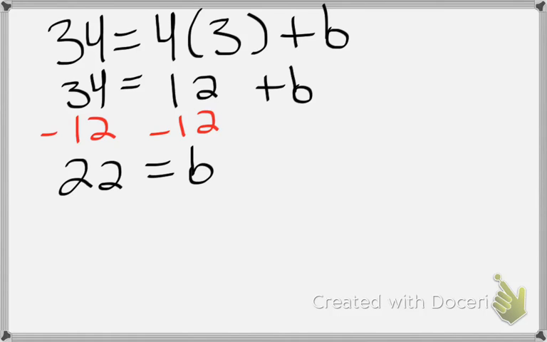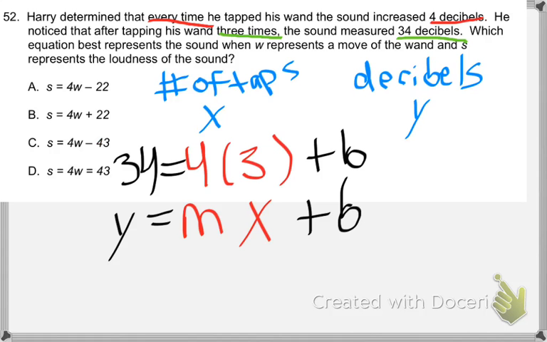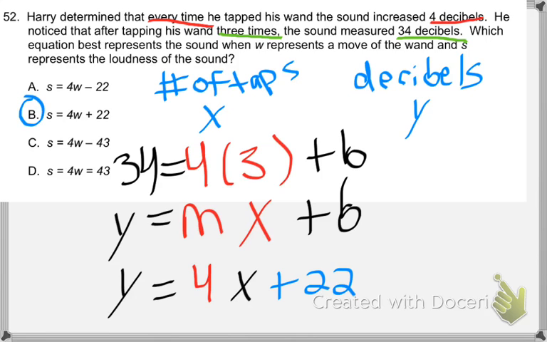So we find out that b equals 22. So let's come back to our regular equation. Our regular equation is y equals mx plus or minus b. Well, we know that m is 4, and we just found out that b, our y-intercept, was positive 22. So this is our equation. This is the equation of our line that would predict anything we want. And you'll notice that's going to be option B.